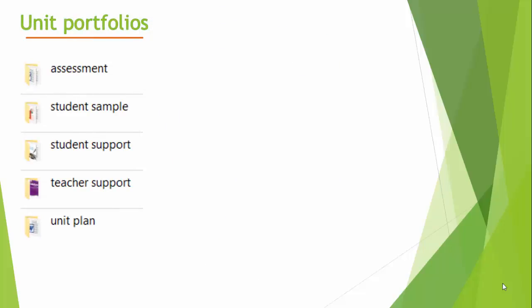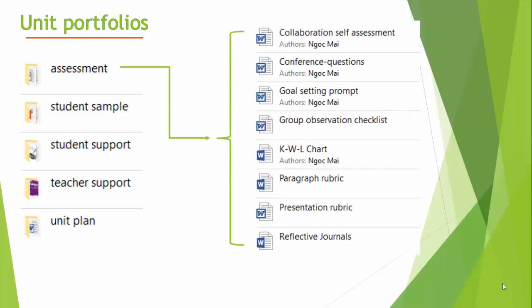Basically, it consists of 5 folders. In assessment, I have 8 different methods of assessing my students' performance, including collaboration self-assessment, conference questions, goal-setting prompt, group observation checklist, KWL chart, paragraph rubric, presentation rubric, and reflective journals.